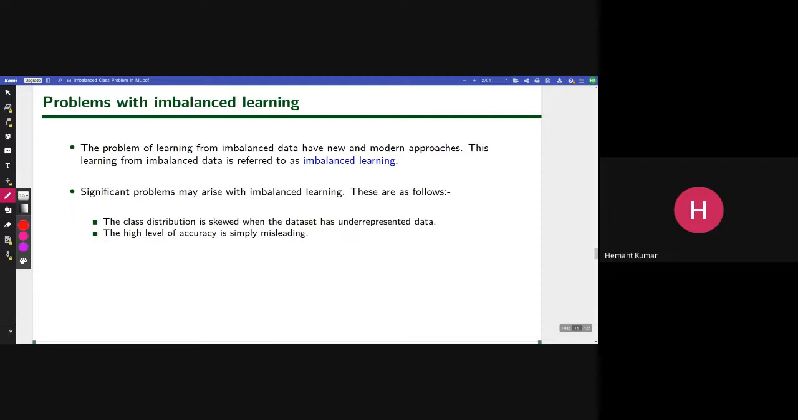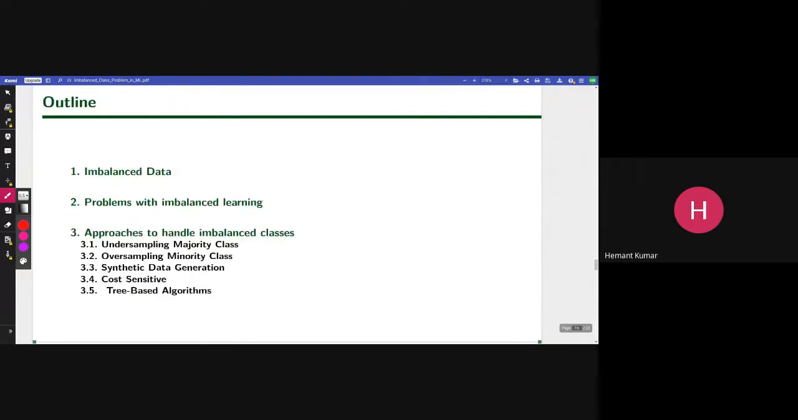Second thing, a high level of accuracy is simply misleading, so we cannot focus on accuracy. We move to other metrics like F1 score, precision, and recall. For that kind of data, we have some simple approaches to handle the imbalanced class problem. We have 5 or 6 approaches. First thing is undersampling, where we undersample the majority class.